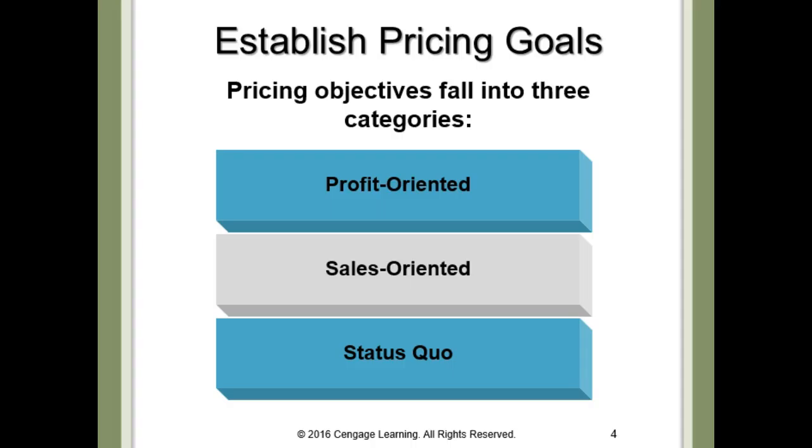Now, the first step in setting the right price is to establish pricing goals, as you can see on this slide. If you think back to chapter 20, we learned that pricing objectives fall into 3 different categories: profit-oriented, sales-oriented, and status quo. And these pricing goals are derived from the firm's overall objectives. Having a good understanding of the marketplace and of the consumer, the people who are going to be purchasing or at least wanting to buy your product, can tell a manager if a goal is realistic.